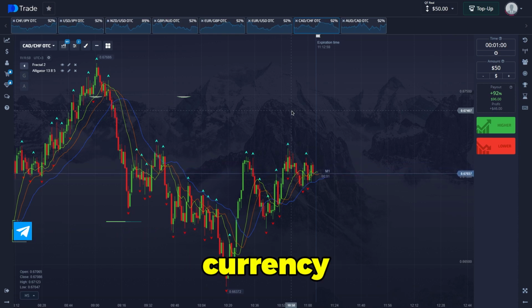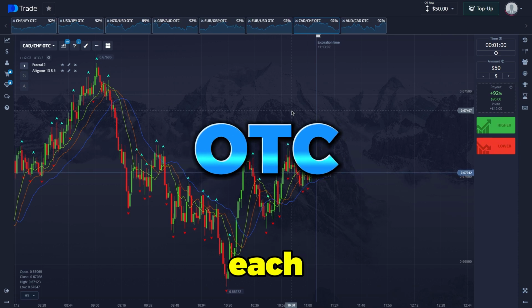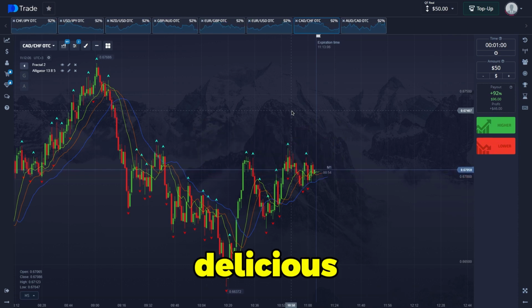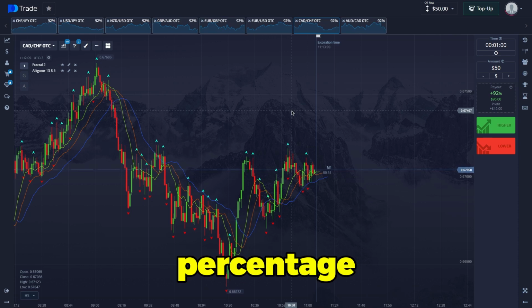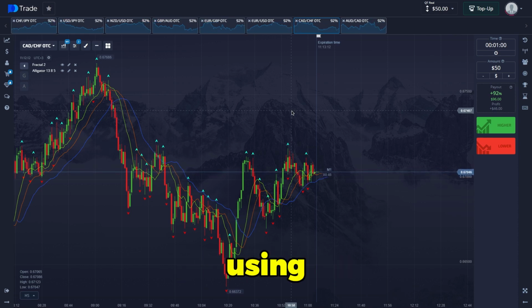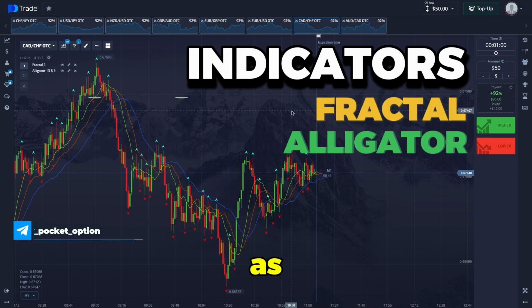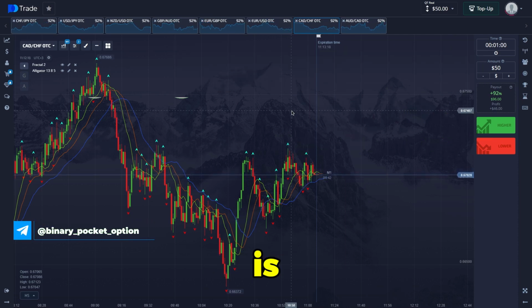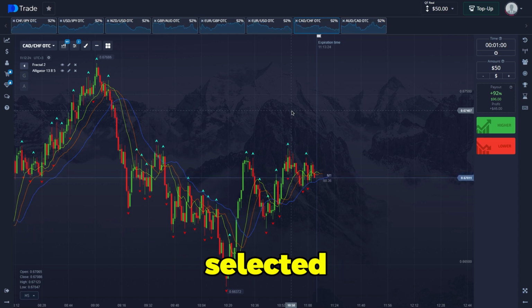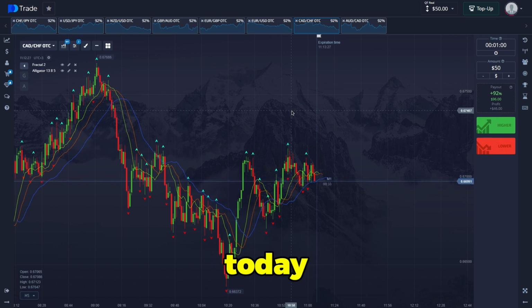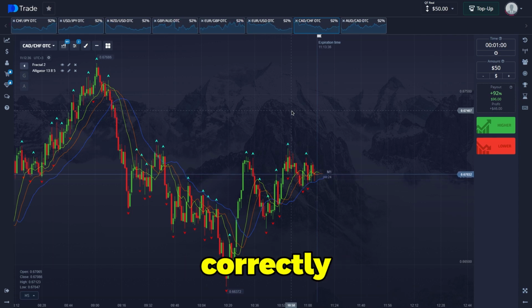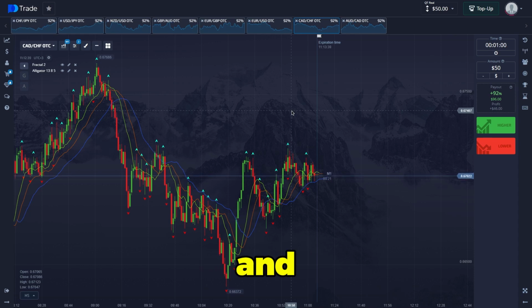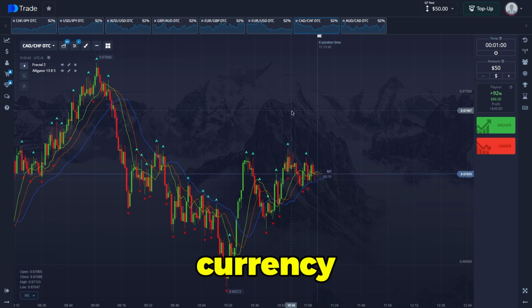And today, all currency pairs have OTC status, which means that each of them has a very good and delicious payout percentage. So today we have a trending strategy using indicators such as Fractal and Alligator, as I've always said, that when trading on the OTC market, it is best to open trades according to the trend. And accordingly, we have selected a trend strategy with you today, but we will also be able to open trades against the trend in some moments. As you trade with me, you will understand how to work with these indicators correctly. So let's start trading and select our first currency pair.